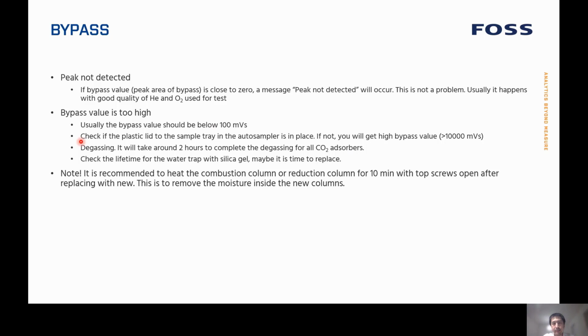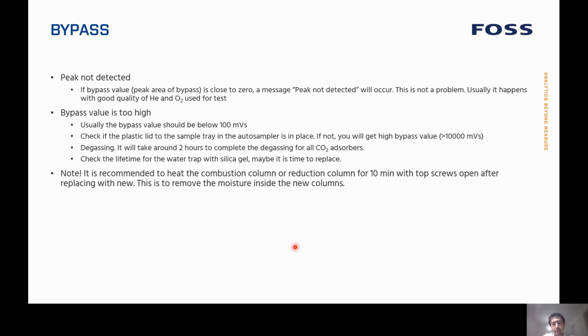Because if you forget to put the plastic lid on the autosampler, the air, the oxygen and the nitrogen, gets inside the autosampler, and the nitrogen in the air will cause a high blank result. Usually it's over 10,000. The blank result can also be caused by CO2. That is because you haven't done the gassing, and the CO2 is just released during the bypass run and gives a signal. So you have to take around 2 hours to complete the gassing for all the CO2 traps. The other cause can also be moisture.